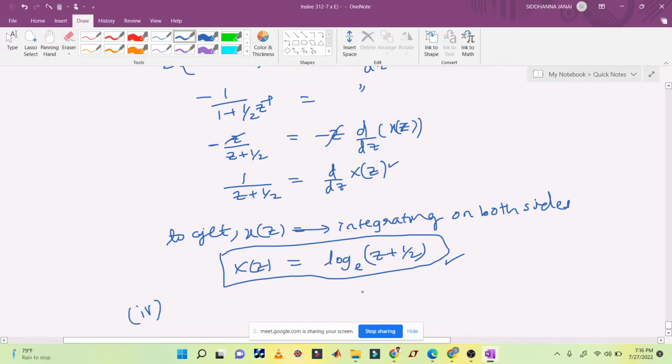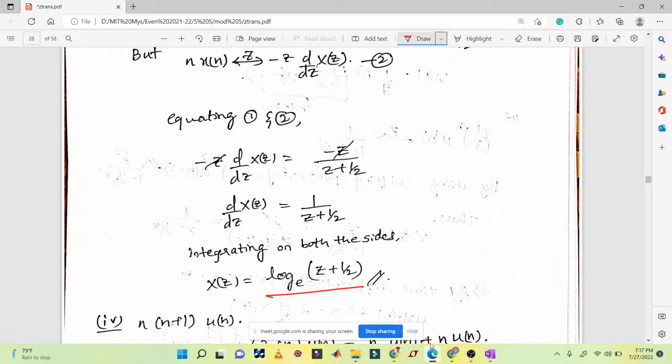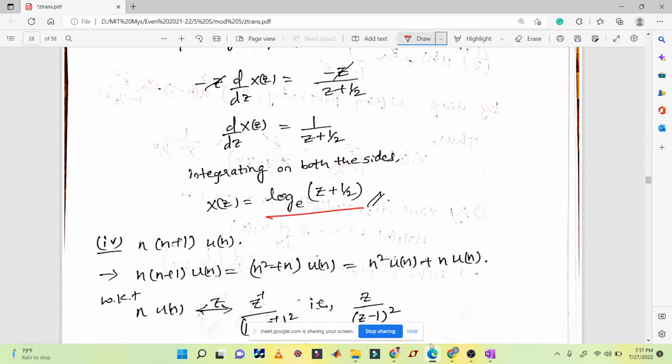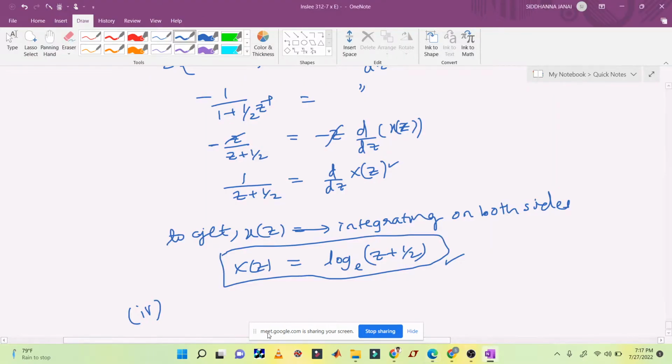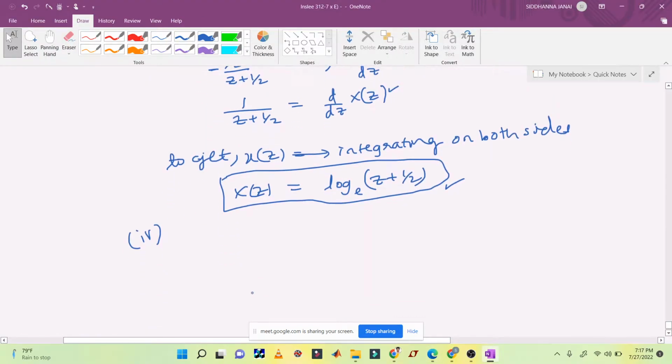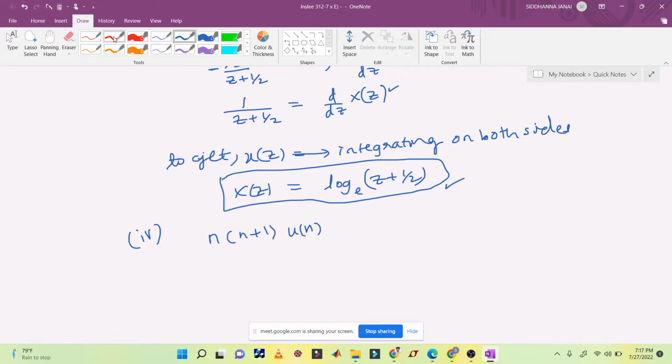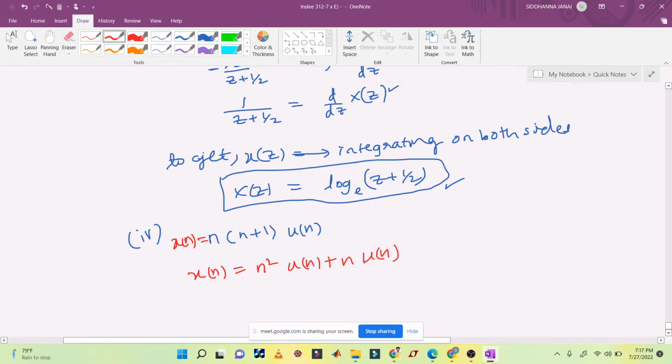The fourth one in this list is n into n plus 1 u of n. So this is again a very simple problem. It might look difficult, but it is an easier problem because we just need to simplify it at the initial stage. x of n is equal to, you multiply n into the brackets, this is n square into u of n plus n into u of n.